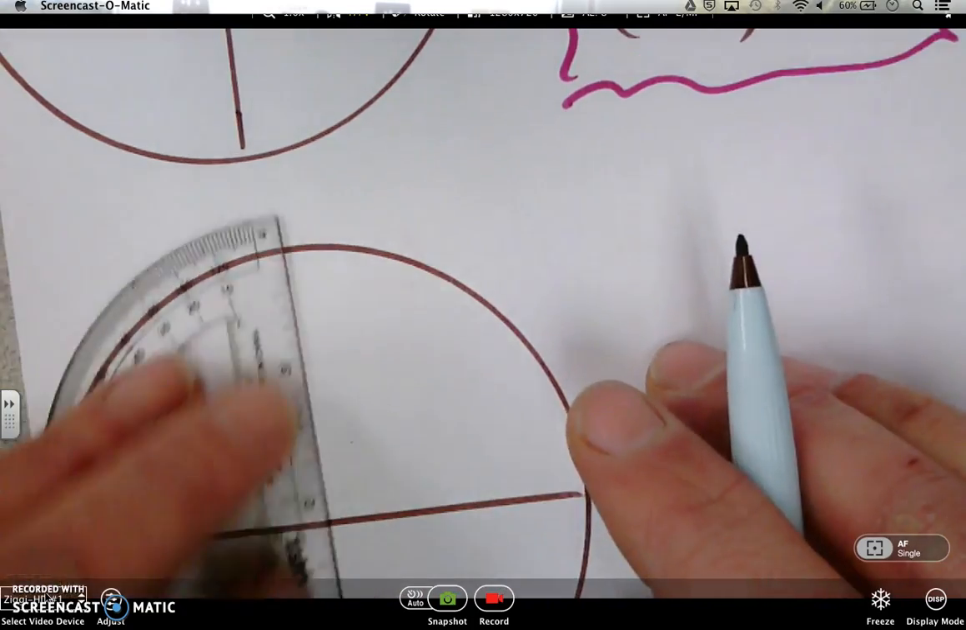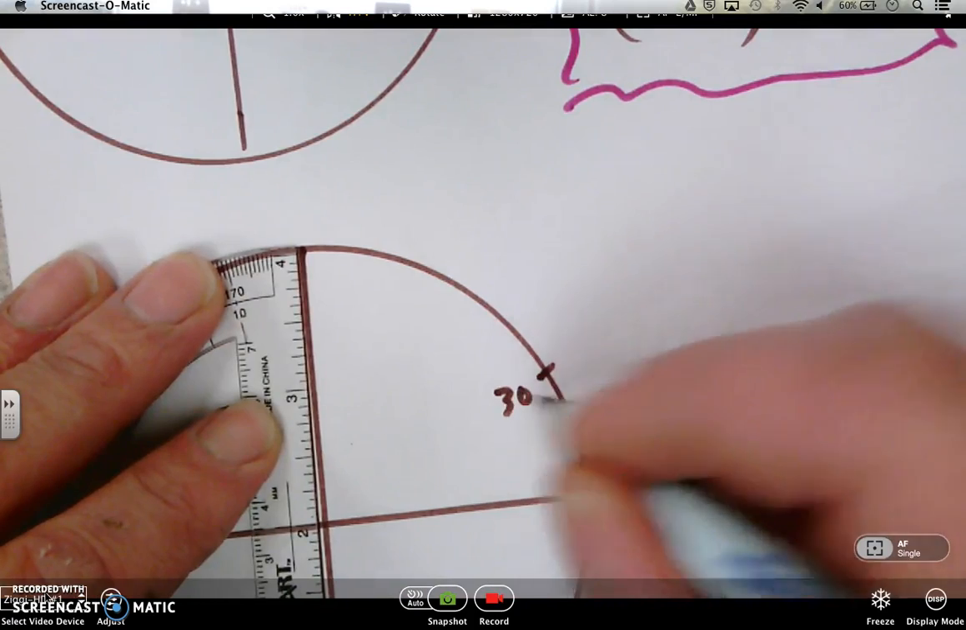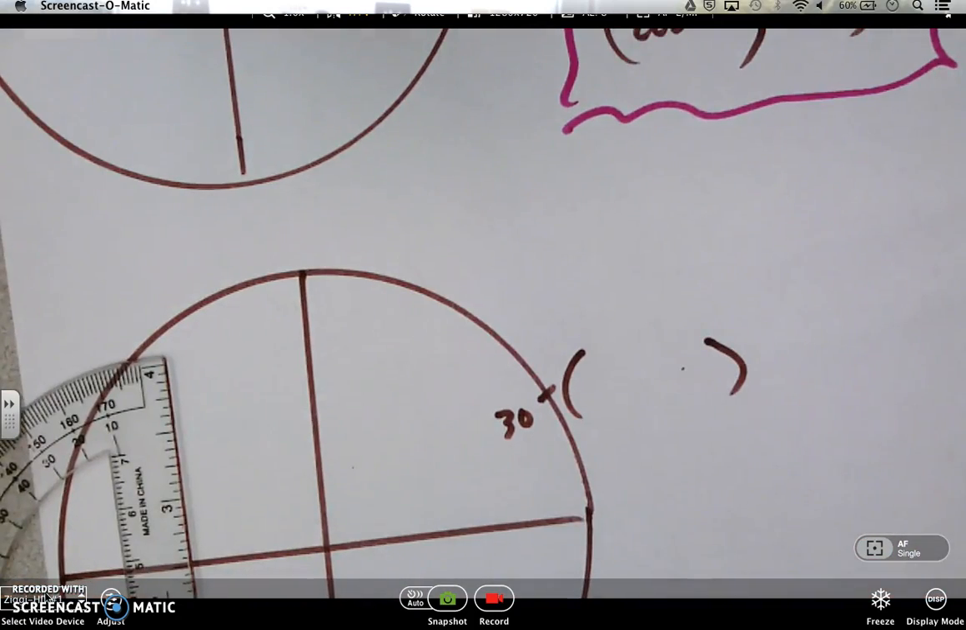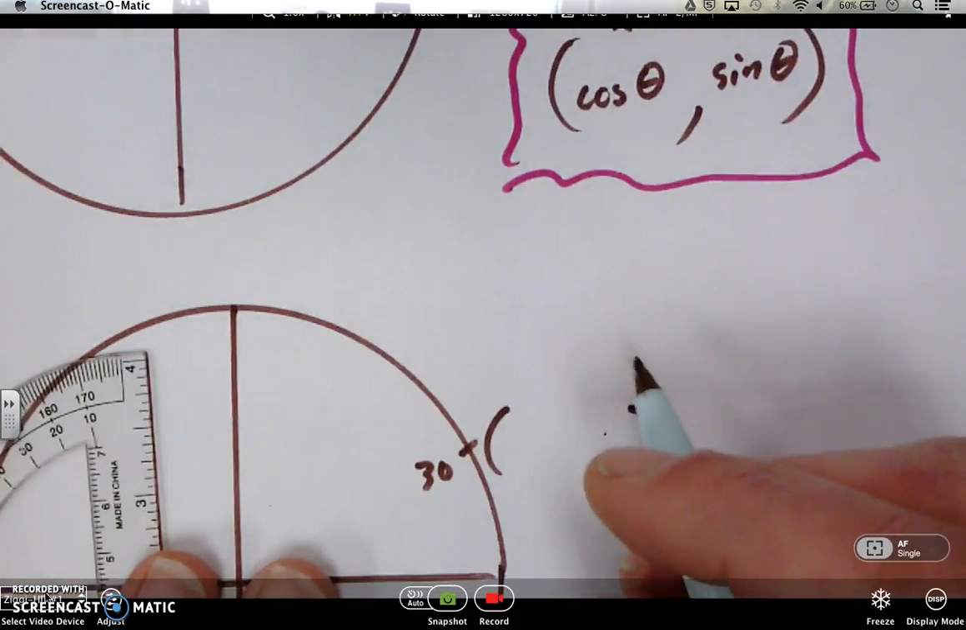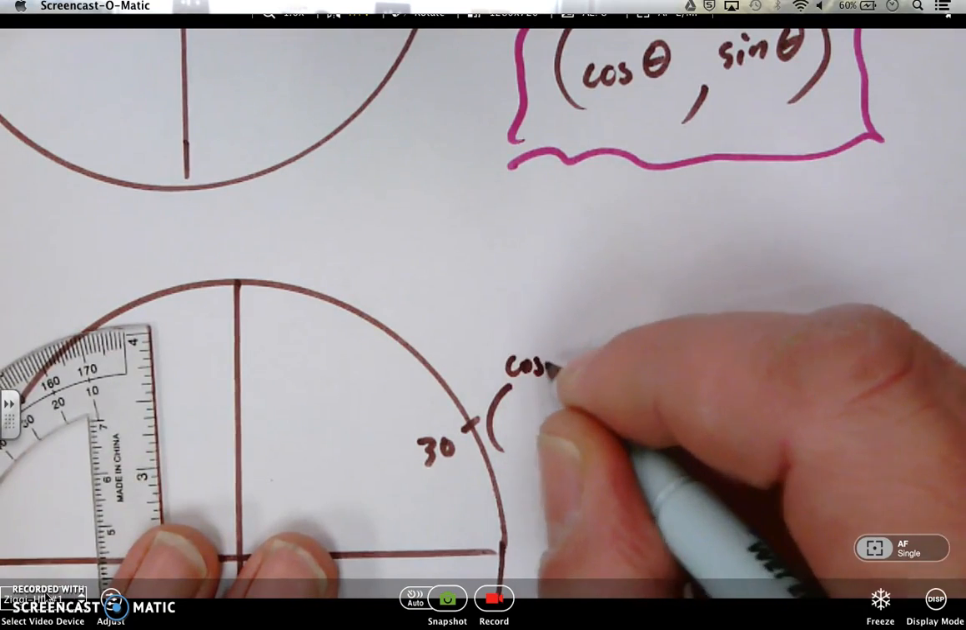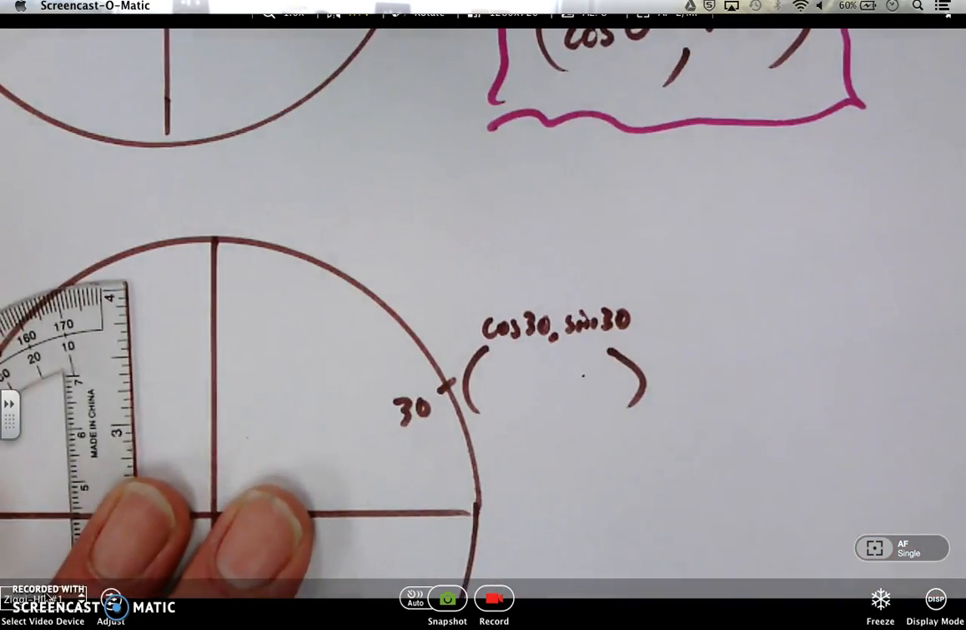You've got your unit circle, and let's start with our first angle, which is 30 degrees. How do you find the coordinates of that? Honestly, it's not easy, unless you know this trick. It's just the cosine and the sine of that angle. So if you're at 30, the x and y are just cosine of 30 and sine of 30. Well, how are you supposed to know that?